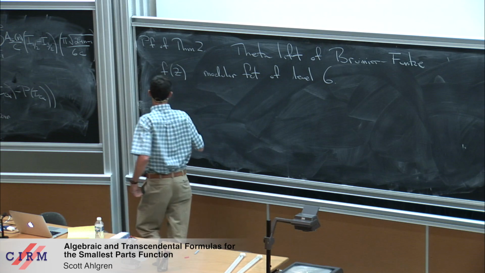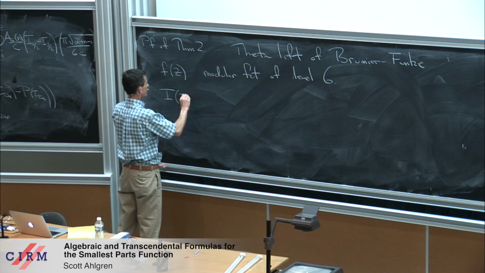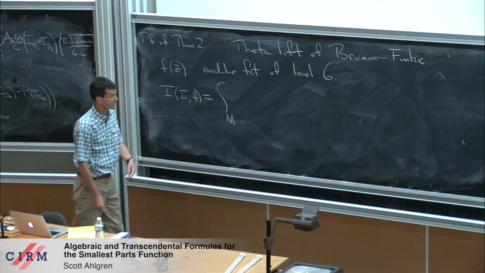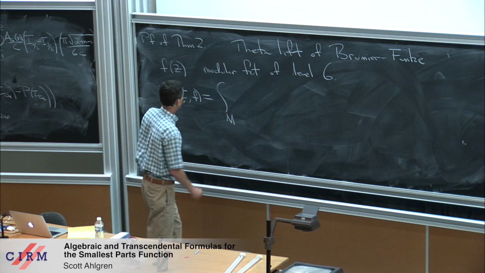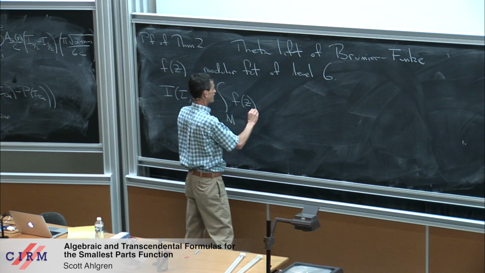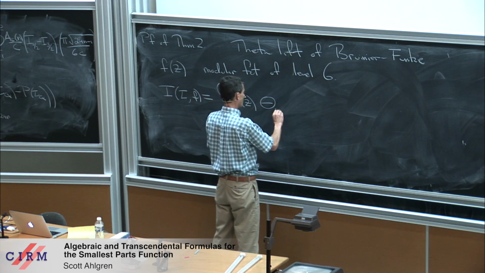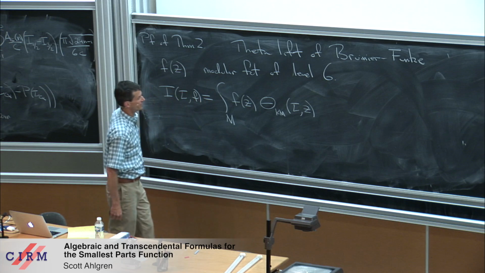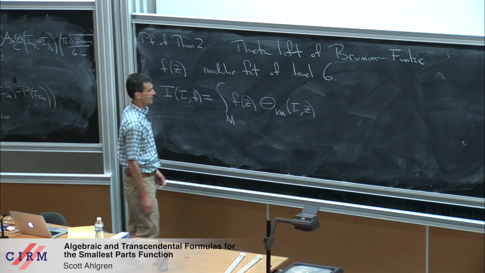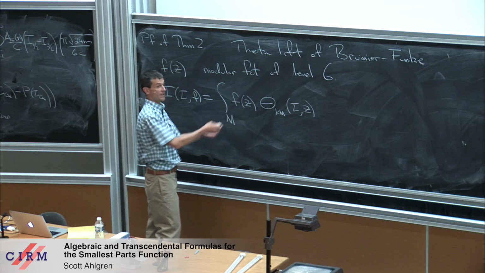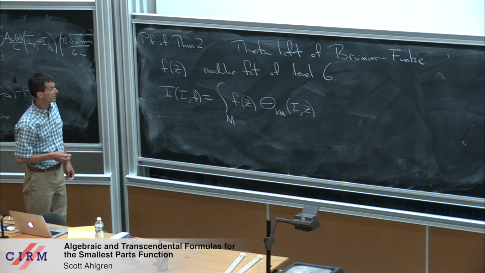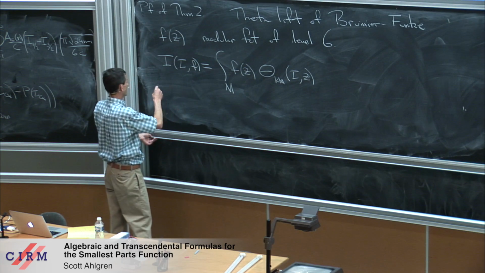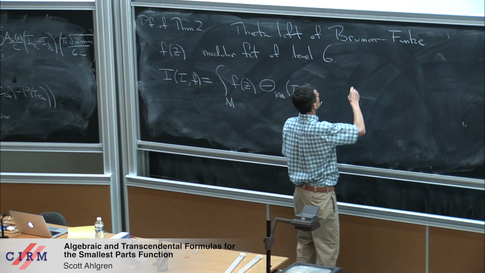Then there's a theta lift, which I'll call I of tau f. You get this by integrating over the modular curve, which was discussed this morning. You integrate f of z against a theta kernel, in fact the Kudla-Milson theta kernel, in tau and z. This is the non-holomorphic one. It produces something non-holomorphic, and it decays very rapidly and is able to handle the singularities of f of z at the cusps.